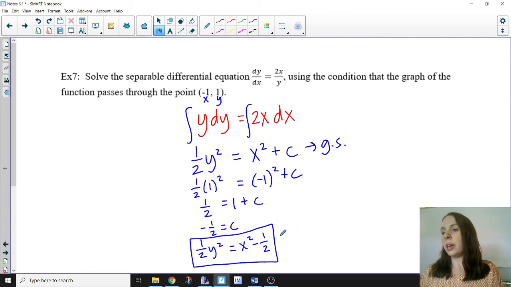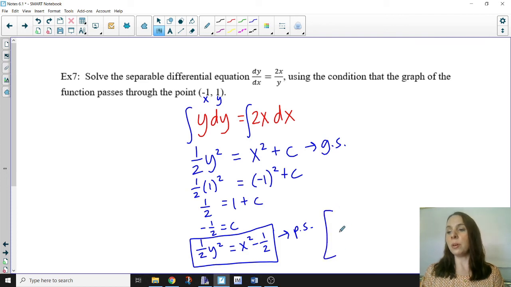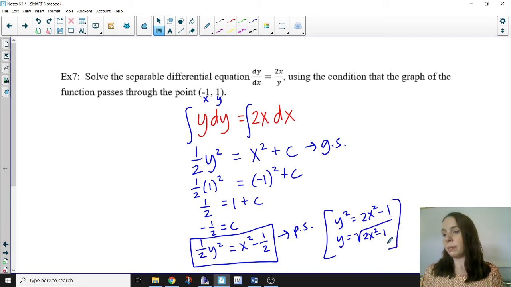Now, usually it's fine to leave your answer like that, even for the purposes of the AP exam. But I will tell you, just in case you would see a multiple choice question where the y is solved for, you could sometimes see the y solved for, and it would look like this. Okay, we can multiply everything by 2 to get rid of that 1/2, and then square root, and we could have the square root of 2x squared minus 1. Okay, that's just another way that you could see your particular solution.